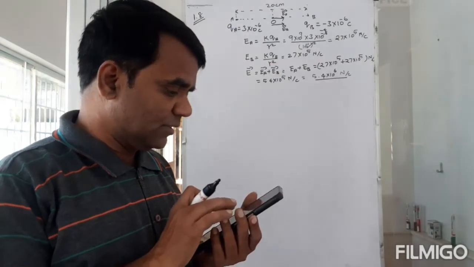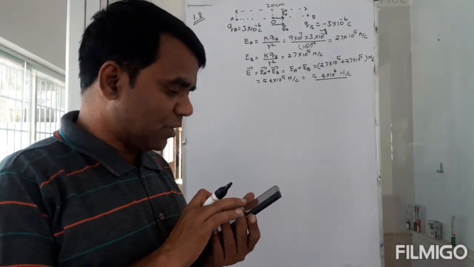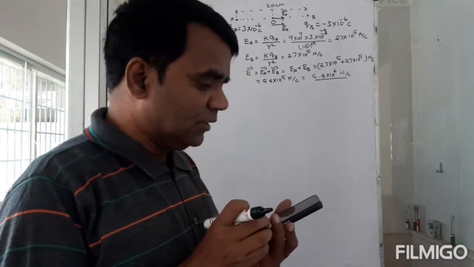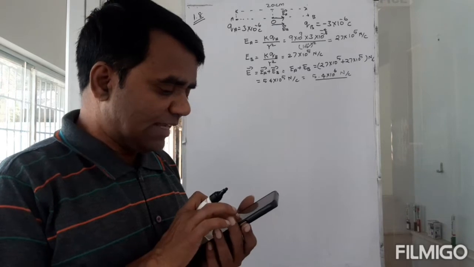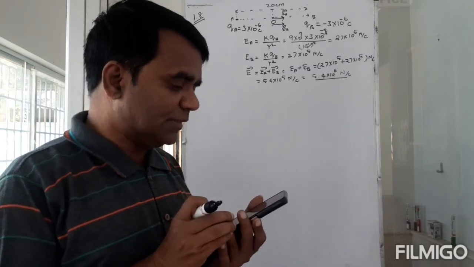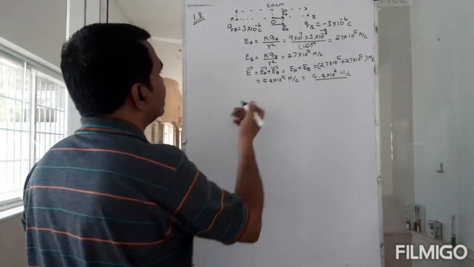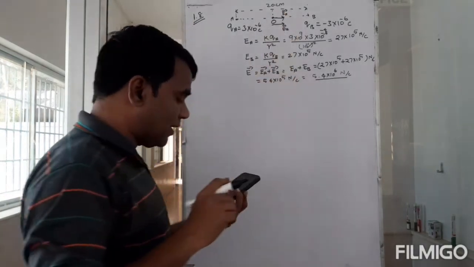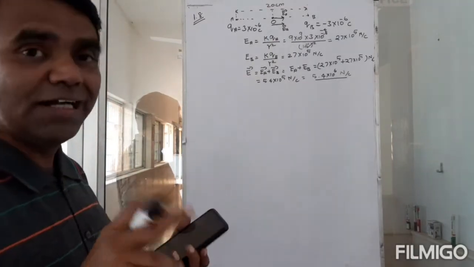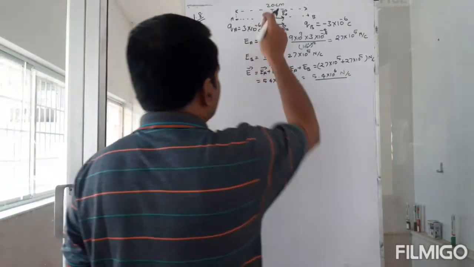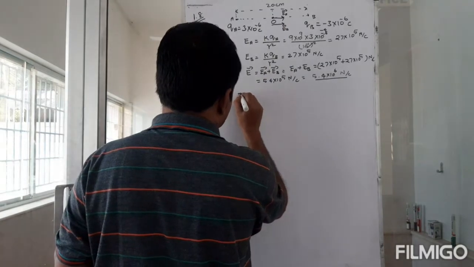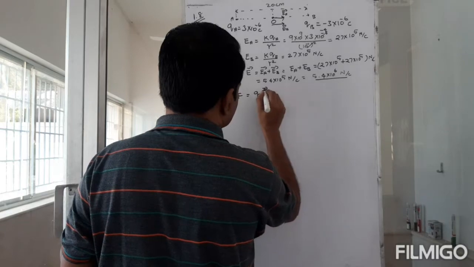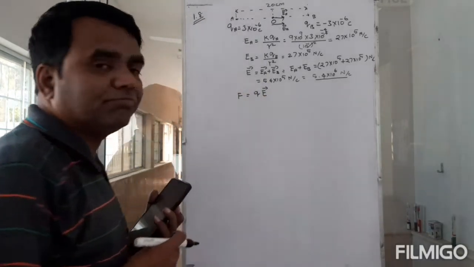So what's the next point? The next part of the question is, if a negative test charge of magnitude 1.5 into 10 power minus 9 Coulomb is placed at this point, what is the force experienced by the test charge? Fine. Okay. So you are going to place a test charge here, that is 1.5 into 10 power minus 9 Coulomb. And what's the force experienced by it? The force experienced by the charge is simply Q into E.